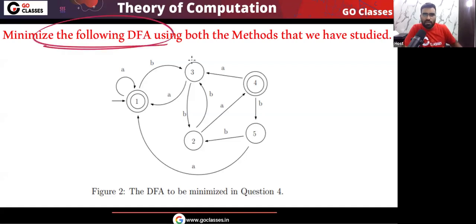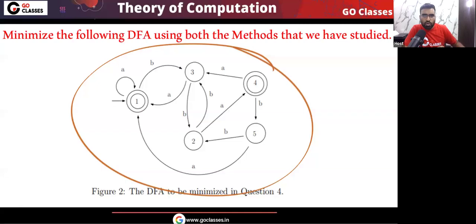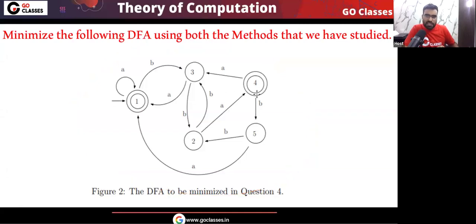Minimize the following DFA using both the methods that we have studied. For minimization of DFA, we have seen two methods. Method number one is a very simple method. You use the definition of equivalent states and distinguishable states, and then you find equivalent states and merge the equivalent states.